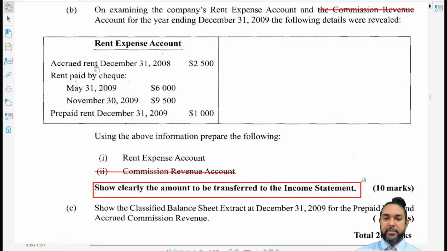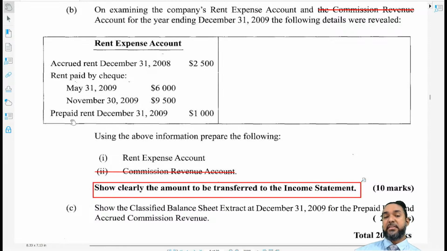We have accrued rent at the end of 2008, which becomes accrued rent at the start of 2009. Now, it's an expense account. An accrued expense is classified as an asset or liability? Liability. So on what side of the rent expense account should the opening accrued balance be brought down? The credit side. So you'll put this on the credit side. Then the rent paid, the payment figures go on what side? The debit side. So you have two items to go on the debit side.